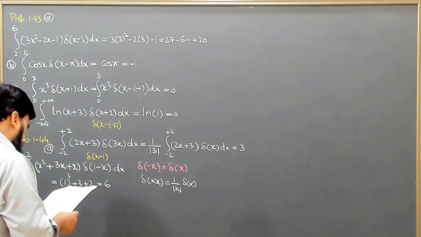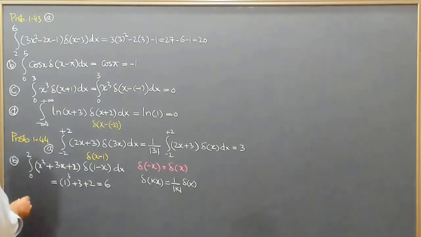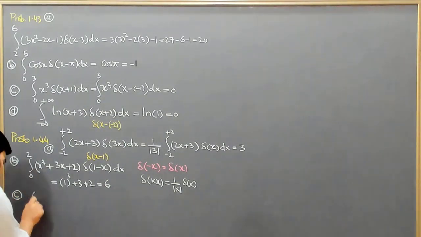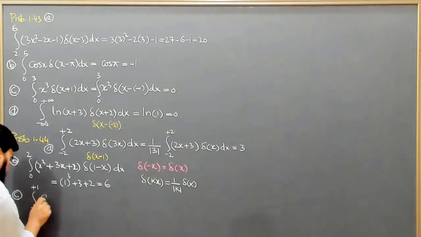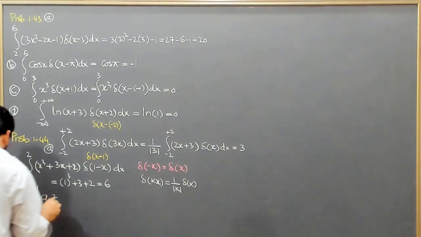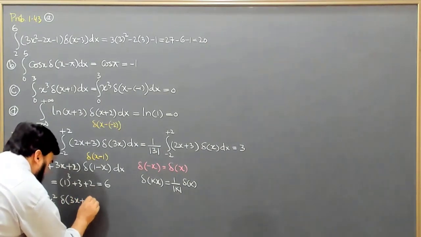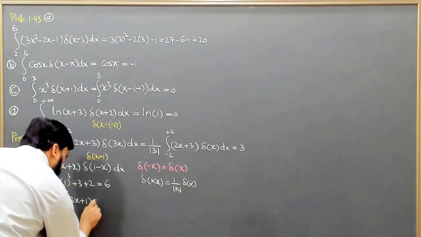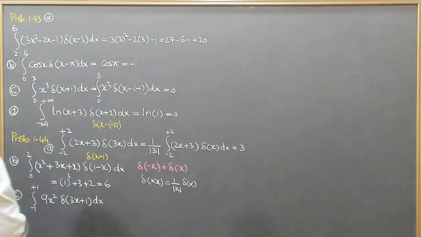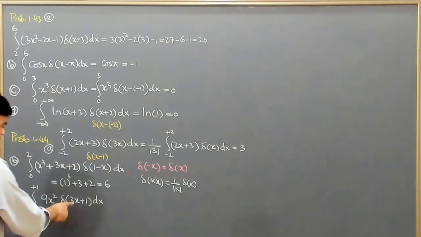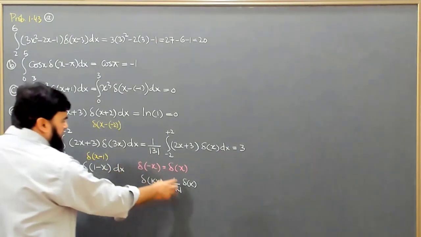Similarly, in part C, we are given the integral from -1 to +1 of 9x squared delta of 3x plus 1 dx. So the very first thing is that I will convert this 3x into x, so I will utilize this relation.